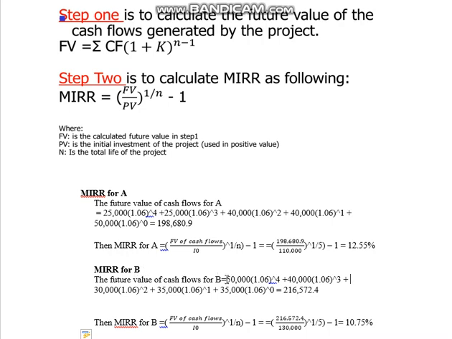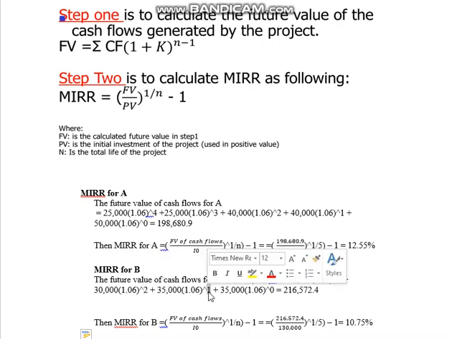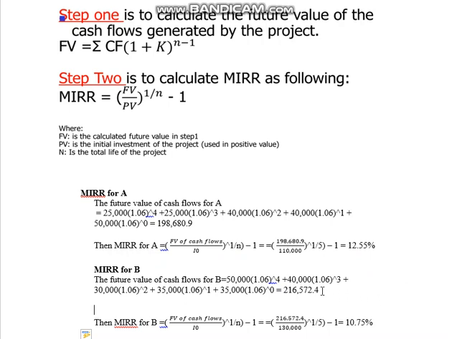We calculate first the future values of project B, starting from year 1 till year n, and we put the power to the future. So the first power is 4, the second power is 3, the third power is 2, the fourth is 1, and the fifth is 0. And we have the future value for the MIRR equal to $216,572.4. Then the same formula for MIRR can be repeated.